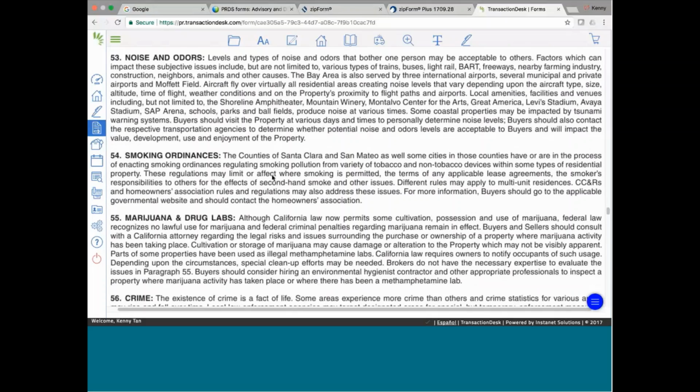Smoking ordinances. The counties of Santa Clara and San Mateo have, as well as some cities in those counties have, or are in the process of enacting, smoking ordinances regulating smoking pollution from a variety of tobacco and non-tobacco devices within some types of residential property. This regulation may limit or affect where smoking is permitted. Okay, the smoker's responsibilities on secondhand smoke and other issues.